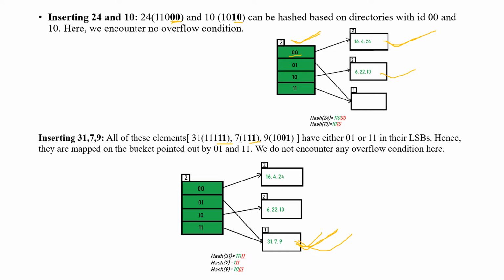So far, while storing 24, 10, 31, 7 and 9, no overflow occurred. So simply according to the global depth, you are taking the LSB bits and storing the element.